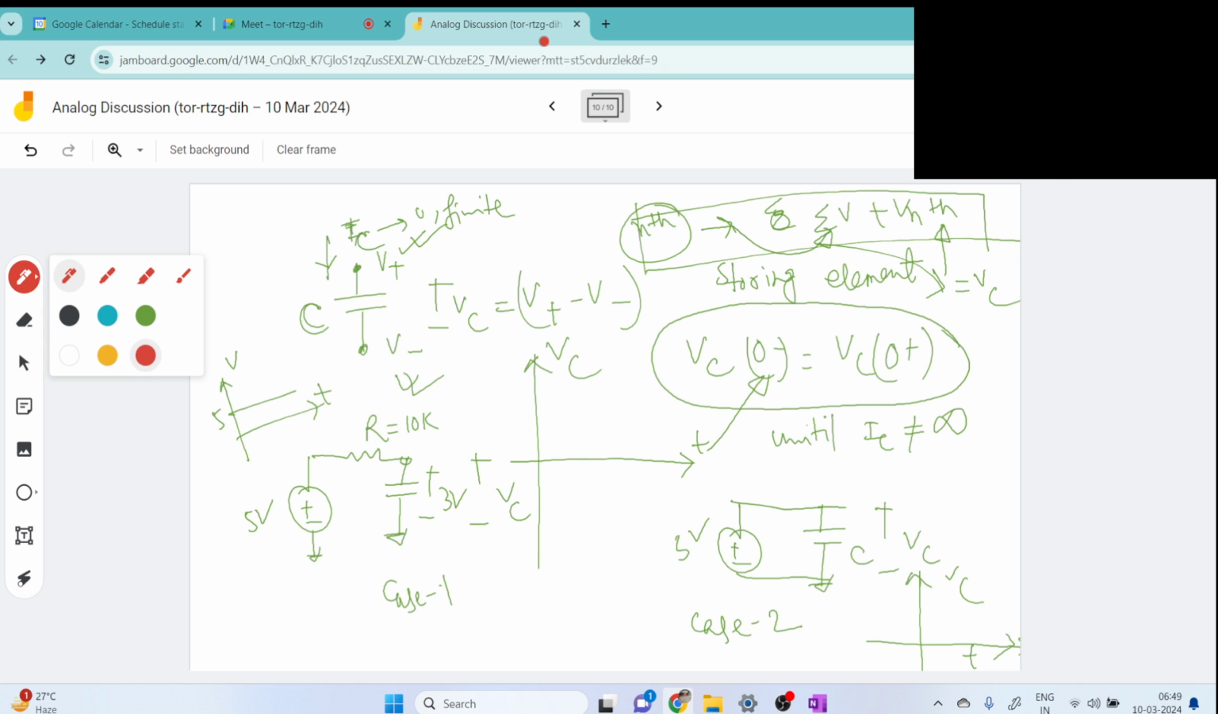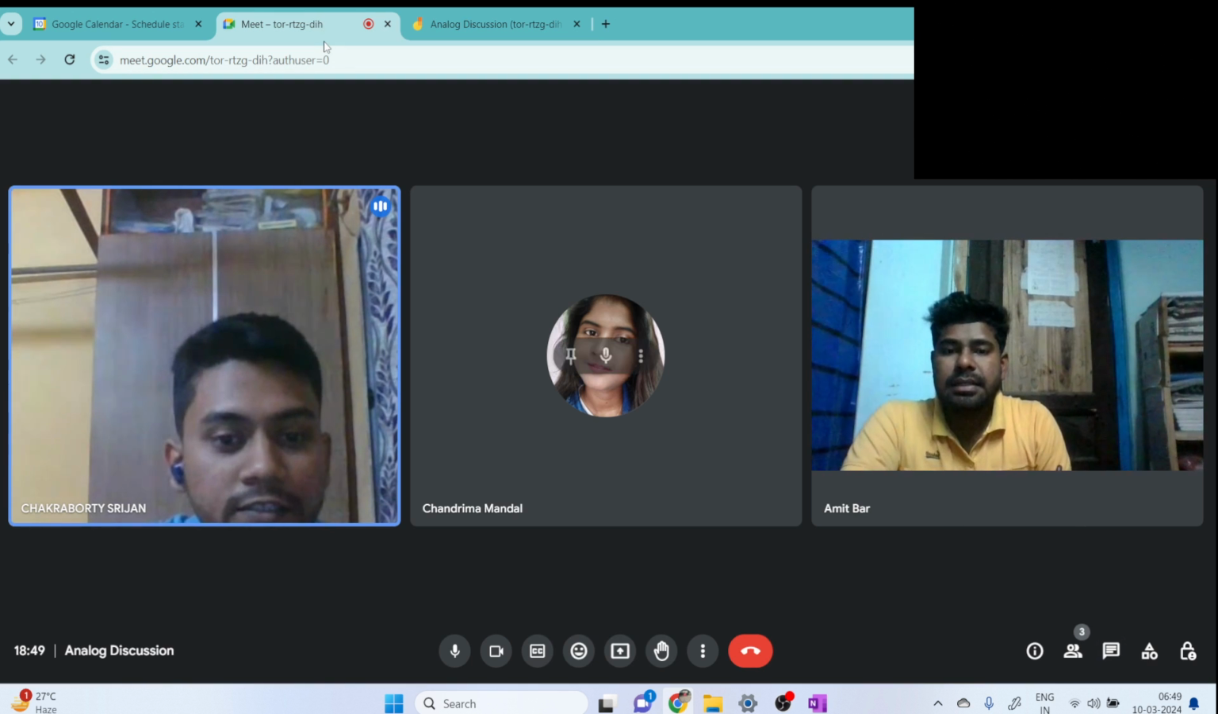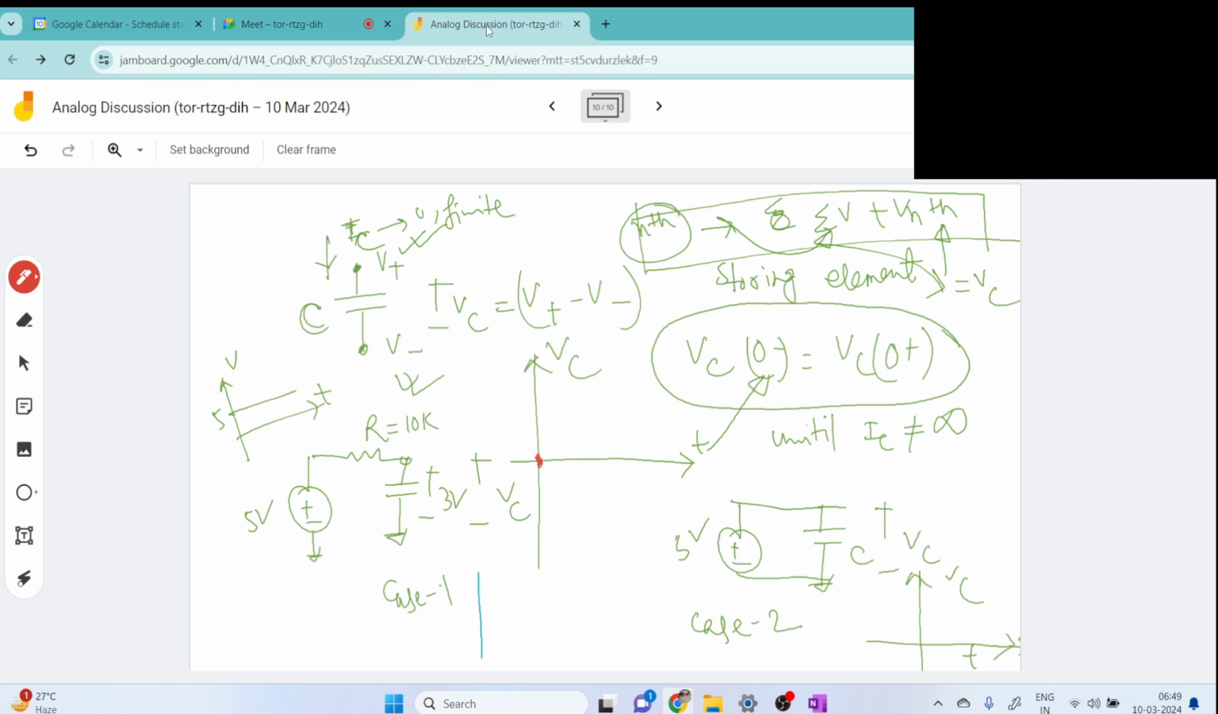So basically I am drawing. Initially at t equals 0 minus, VC is 3 volt. Is it visible? Yes, visible. And the final voltage across the capacitor is 5 volt. I mean, after steady state, it is getting 5 volt.